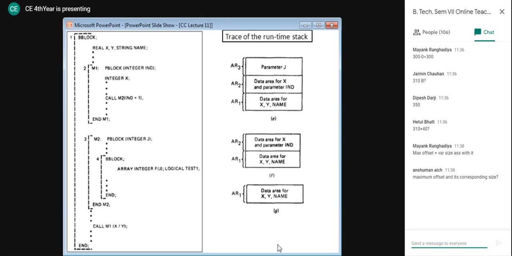So this is how we can show a trace of the runtime stack for this particular example. You can do it for different blocks of code and try to understand. This is just an example so that we understand how the runtime stack behaves, rather how the activation records are stored in the stack and how they are released, or removed from the runtime stack. Fine.